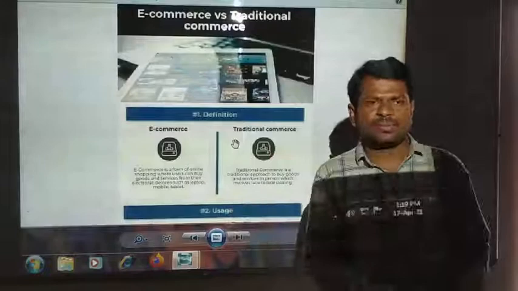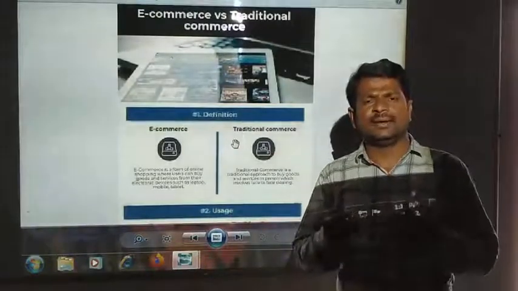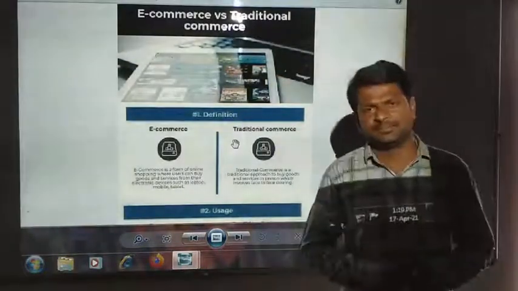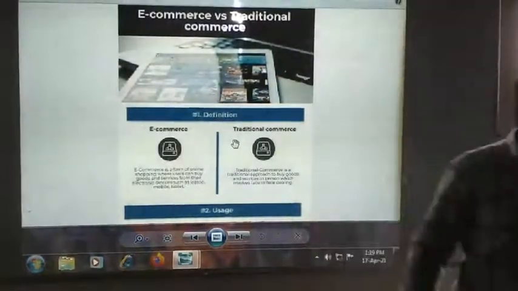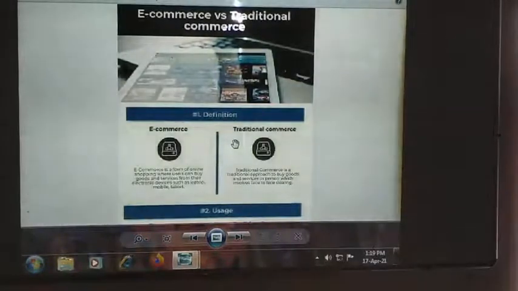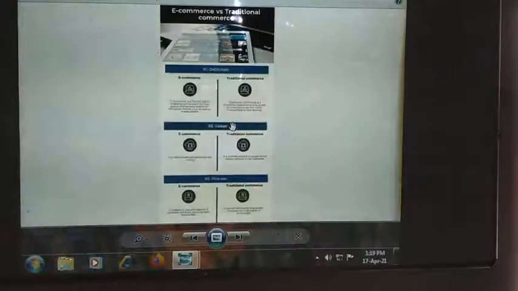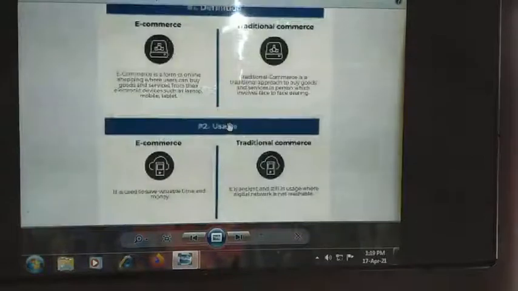Having shopping in a traditional way, which is followed from the beginning. So, if you see the definition, traditional commerce is a traditional approach to buy goods and services in person, which involves face-to-face dealing. In traditional commerce, face-to-face dealing is there. Okay. Now, let us see usage.